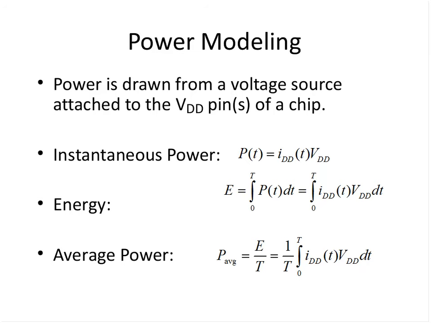So instantaneous power is IDD, dependent on time, times VDD, and VDD is fixed. Energy is the integral of power dt, the integral of power with respect to time. So we substitute the values of I and V. Average power is energy divided by time, so it's 1 by T, and we just substitute the value of energy here. So this is the average power number. Now we use this equation to calculate all other power numbers.